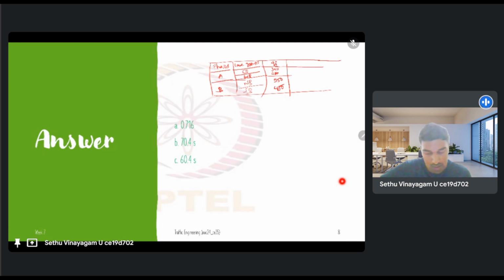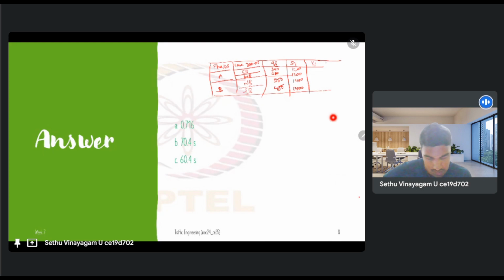And then you need the saturation flows. That is given data. For the eastbound it is 1200, westbound 1300, and for the north and south it is the same, 1400. Once you have this, you can easily calculate YA.